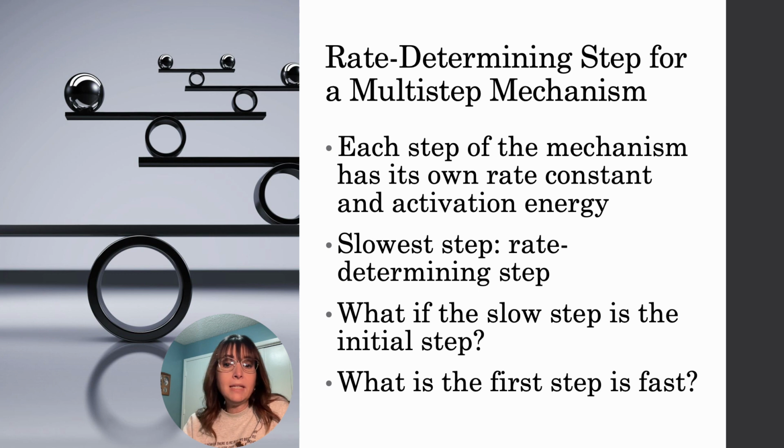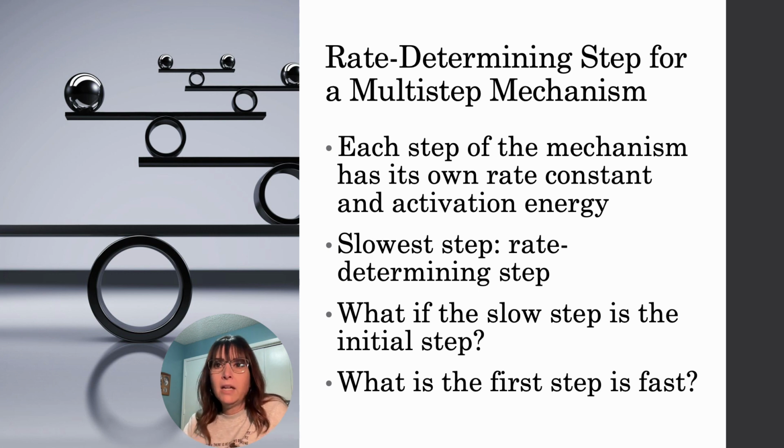So again, a rate determining step, that is the slow step, is the one that dictates the rate law. The coefficients become the exponents. Each step of the mechanism has its own rate constant, its own activation energy. The slowest step is going to determine how fast the overall reaction goes. And it really doesn't matter if you make everything else faster. If that slow step doesn't improve, it's just not going to change the overall rate of the reaction.